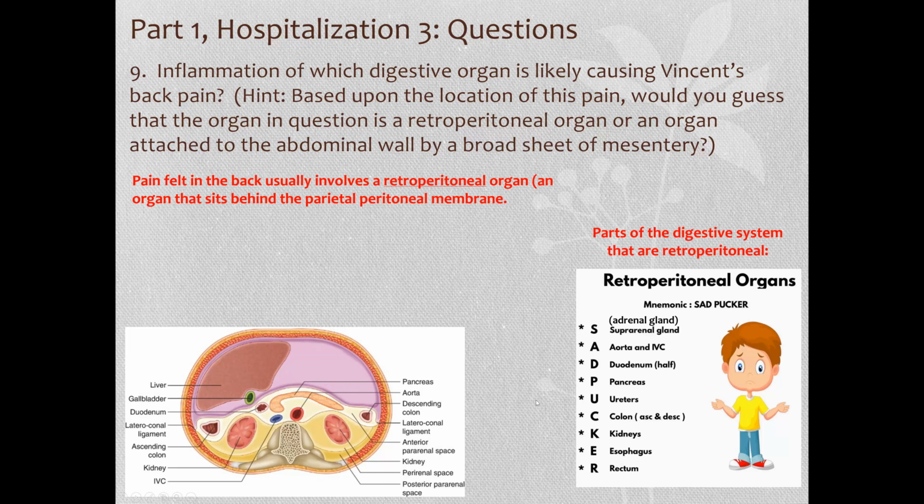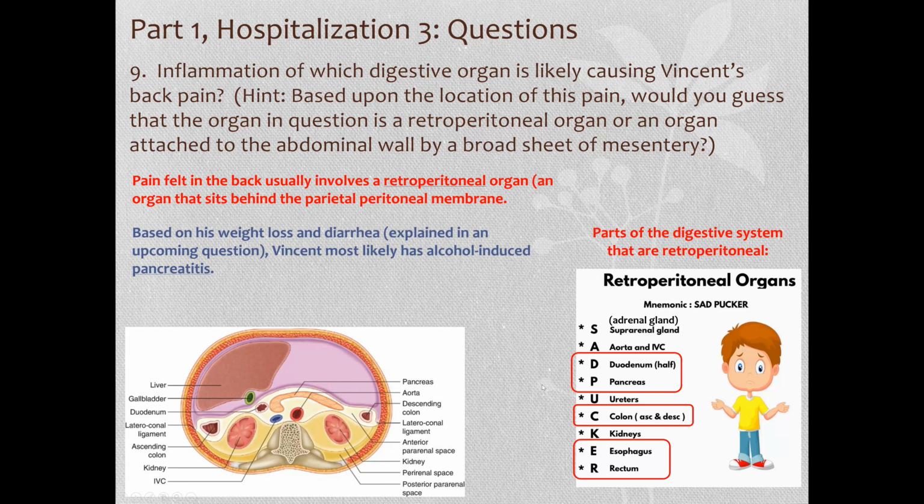So parts of the digestive system that are retroperitoneal are going to include half of the duodenum and the pancreas, the ascending and descending colon, and the esophagus and the rectum. Based on Vincent's weight loss and diarrhea, which we're going to explain in an upcoming question, Vincent most likely has alcohol-induced pancreatitis.